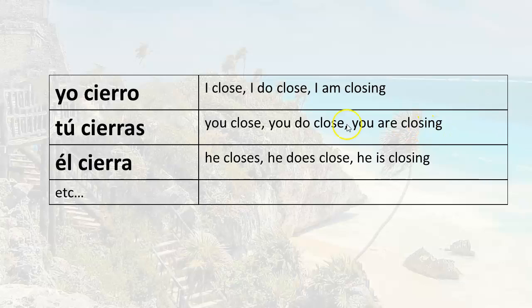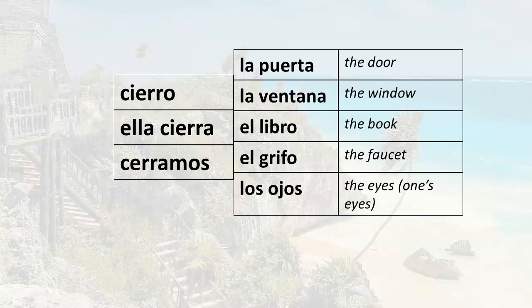Yo cierro, can mean I close, I do close, or I am closing, simply depending on the context in which you use it. Tú cierras, you close, you do close, you are closing. Él cierra, he closes, he does close, he is closing. And so forth and so on. Okay, that being said, let's go ahead and take a look at this information that I have here.